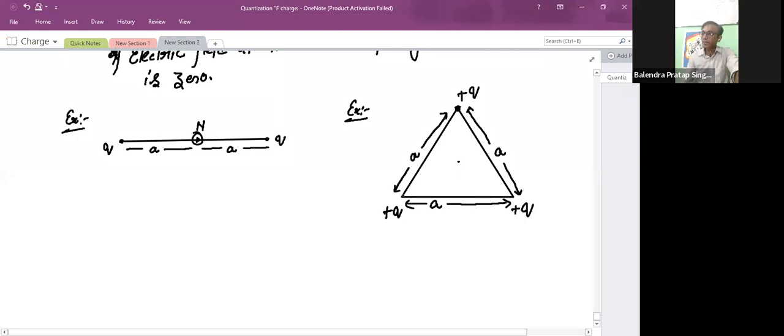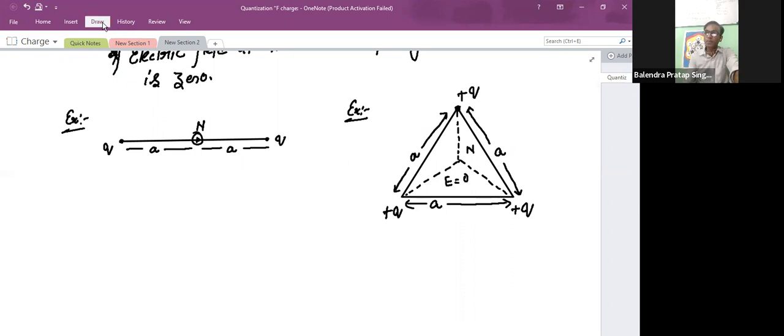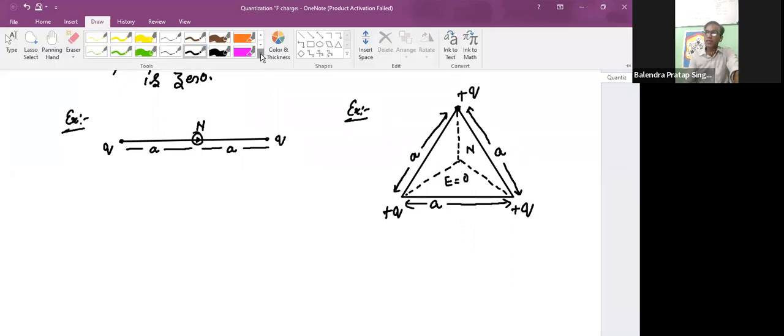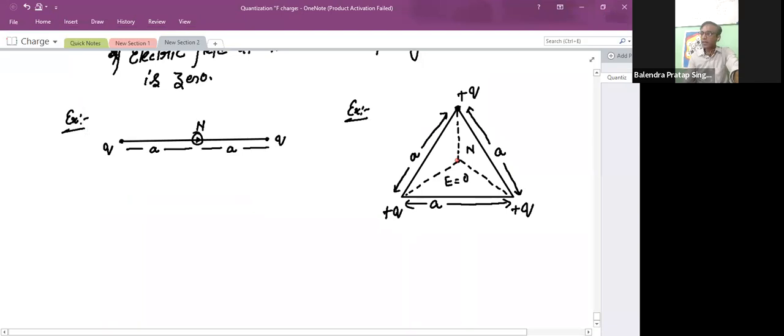At the center the electric field vanishes. This is your neutral point. Here the electric field vanishes, meaning E is equal to 0 at this point. Here the electric field is 0. Okay, is it clear?